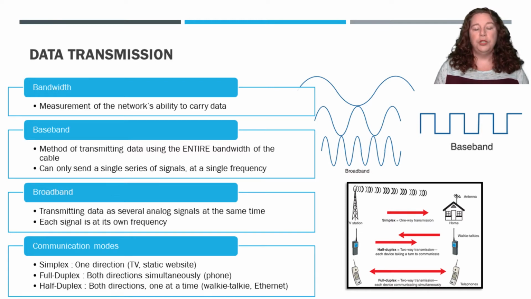A full duplex is both directions simultaneously at the same time. This is like a telephone call. Telephone calls, you hear them, they hear you. There's constantly data being sent back and forth between the 2 communication points. There's also the concept of half duplex. Half duplex is both directions get to talk, but only one at a time.